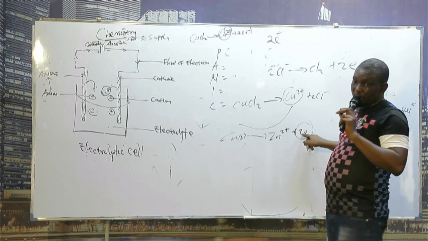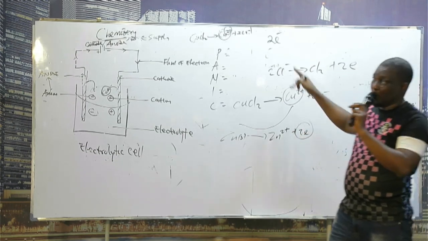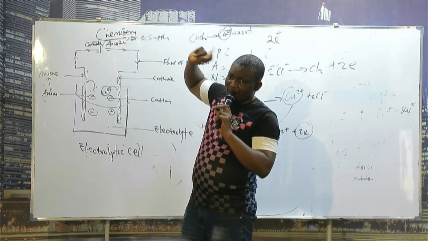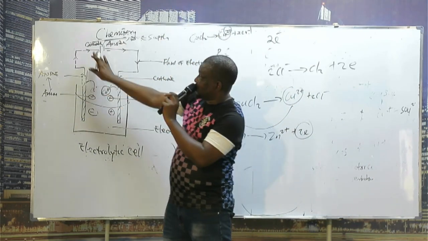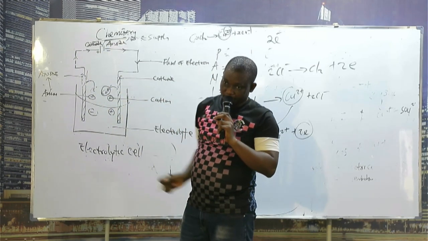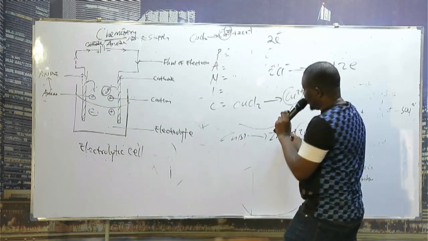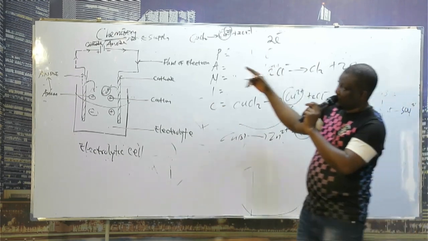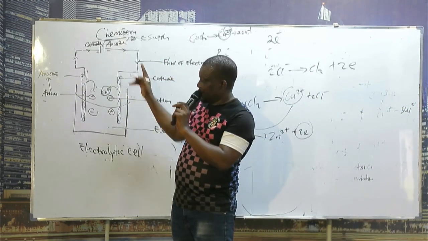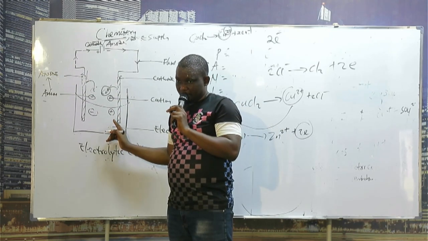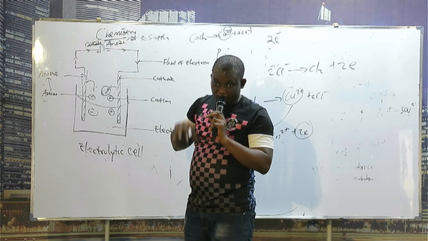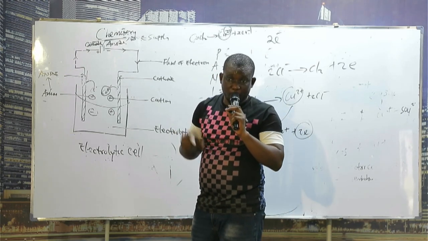These two electrons are the electrons that flow. Watch how it flows. Let me assume that these two things now are the battery. These two electrons that were released from the zinc compartment, that is the anode, enter here. This is the flow of current, or we can look at it as the same thing as the flow of electrons.